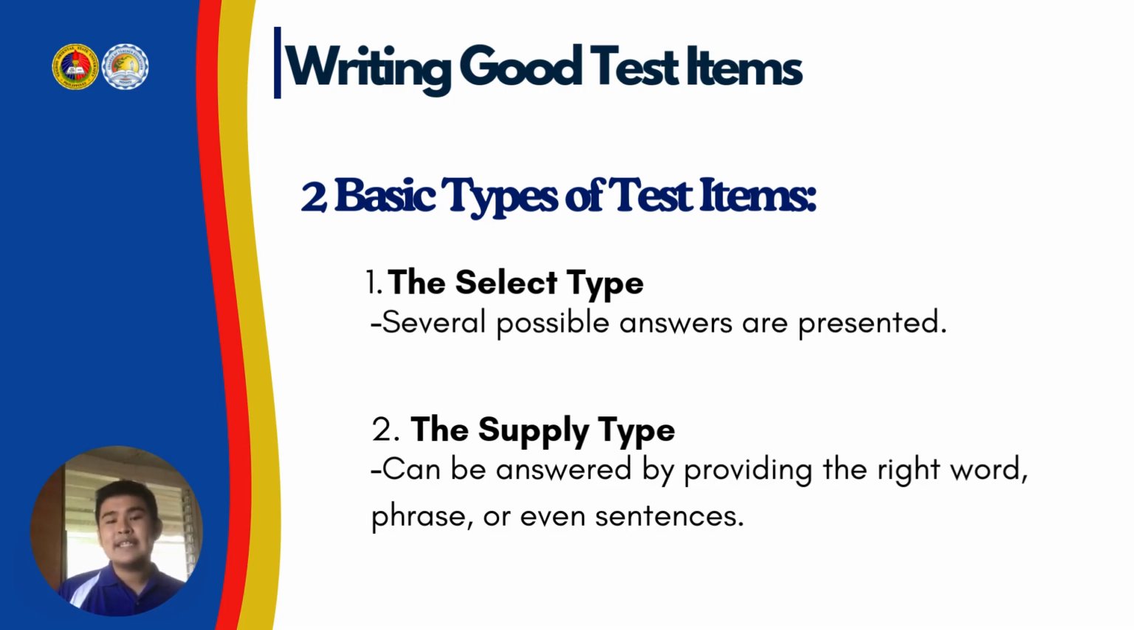For example, supply type items include short answer questions and essay prompts. These formats allow students to express their understanding in a more open-ended way. Understanding the difference between these two types of test items is key for us as future educators. By choosing the appropriate type for our assessments, we can better evaluate our students' knowledge and skills and ensure that our tests are both effective and fair.